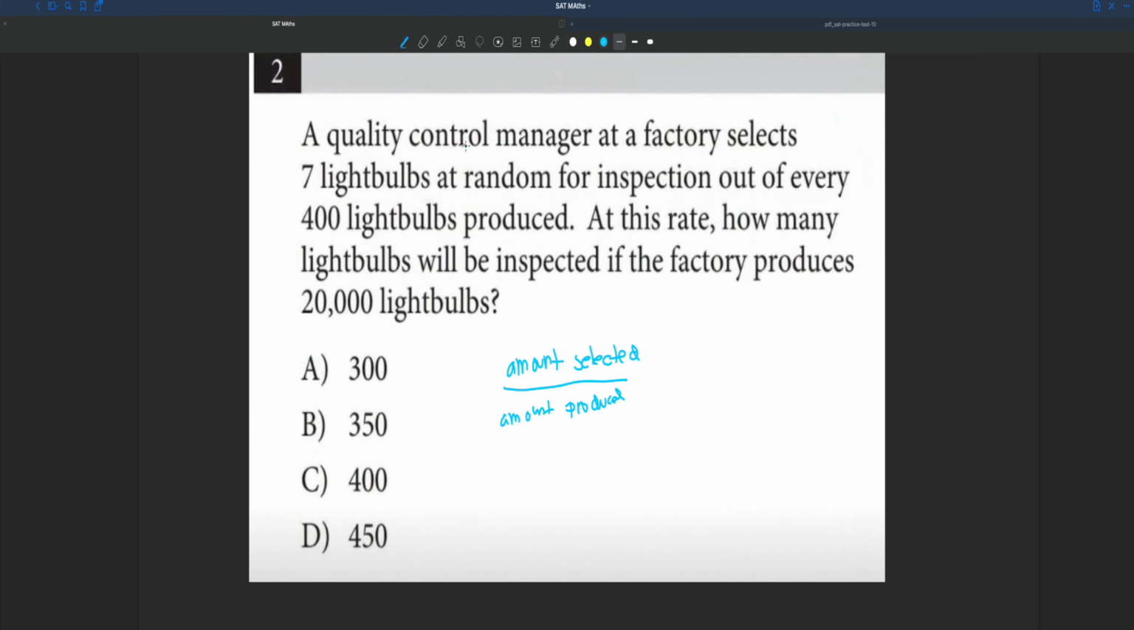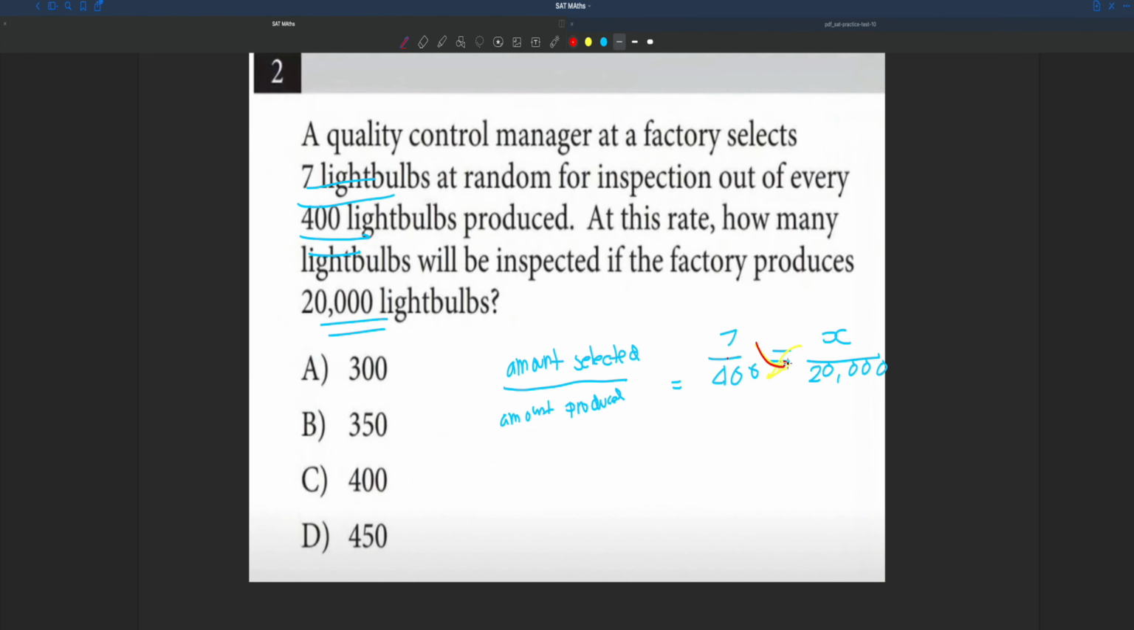And as there are 7 light bulbs that are selected out of 400, the first fraction is going to be 7 over 400. And we need to find how many light bulbs are selected when 20,000 are produced. So we can write x over 20,000. And we can solve this like before by cross multiplying.